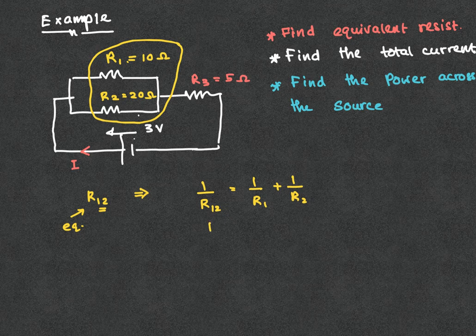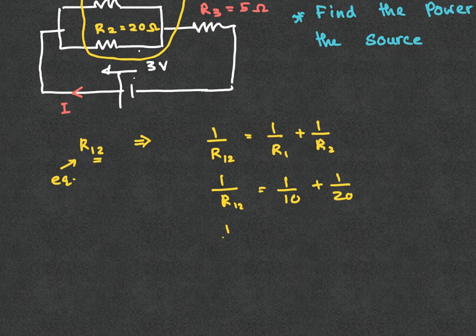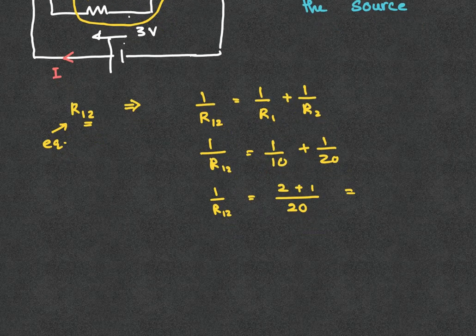So I am going to substitute: 1 over R12 equals 1 over 10 plus 1 over 20. So here we have fraction addition. 1 over R12 equals, the common denominator is 20. So you are doing some math here and you get 3 divided by 20. Take the reciprocal to find R12, and that's going to be 20 divided by 3 ohms.